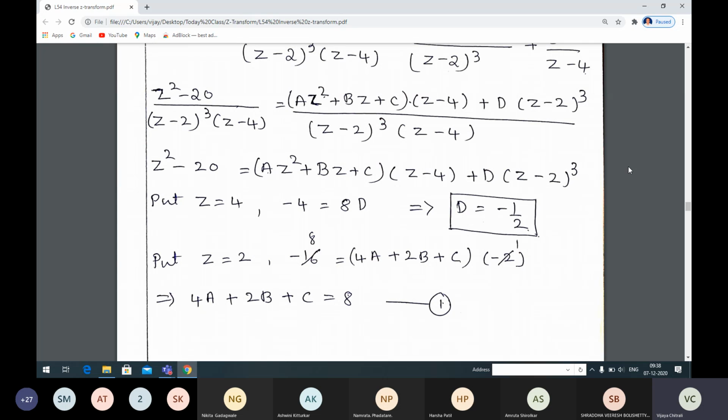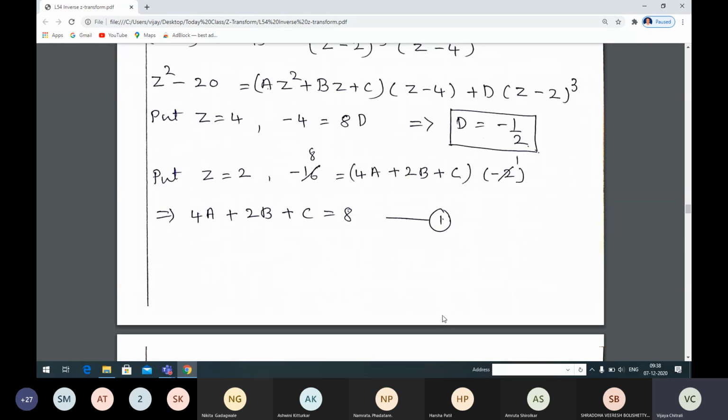Once again I'll explain this one, don't get confused. Substitute z is equal to 2 in this equation. So 2 square is 4, 4 minus 20 is minus 16, is equal to, in place of z 2, 2 square is 4a, plus 2 into b is 2b, and c as it is. 2 minus 4 is minus 2, and here 2 minus 2 is 0. 0 into something is 0, right? So minus and minus cancel, and 2 eights are 16. So we get 4a plus 2b plus c is equal to 8, right?